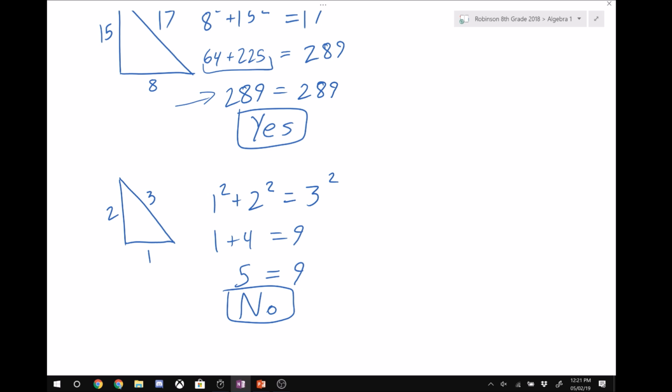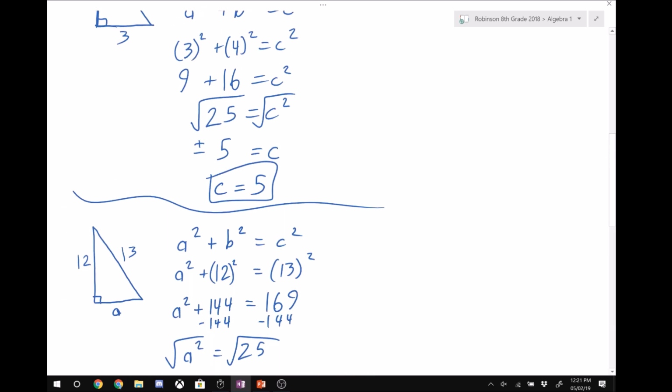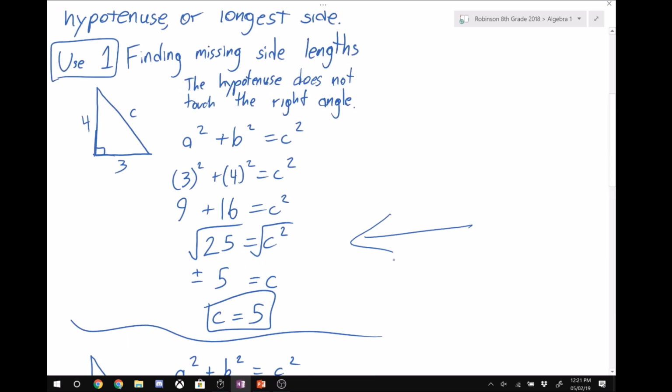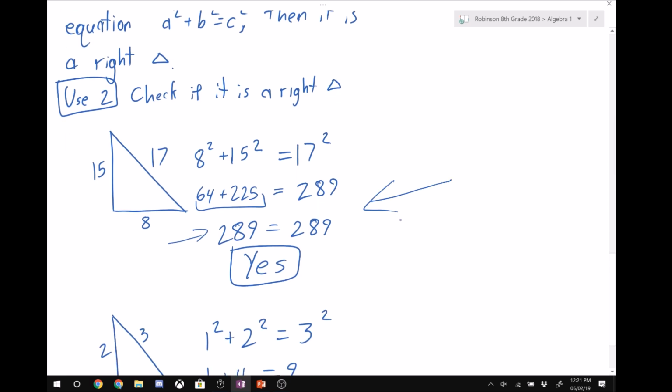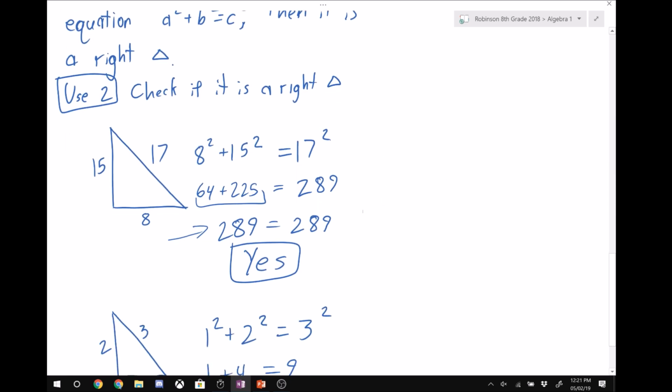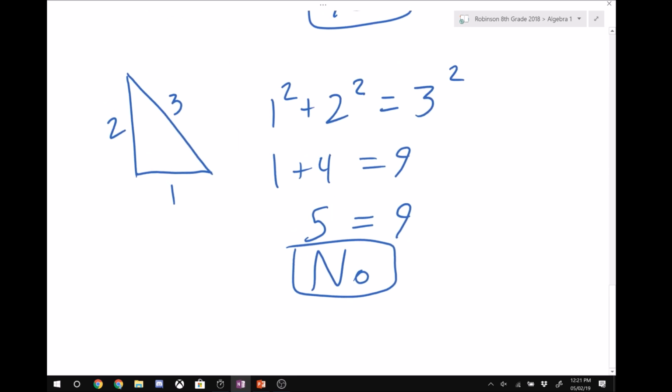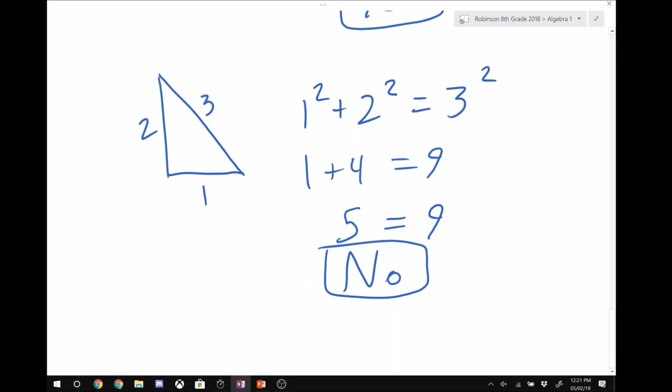So hopefully the sub or whoever's in there has passed out the worksheets. It's 2 pages. The first page, front and back, is what we started with, finding the missing side lengths. And then the second page, which is I think just a front, is check to see if it is a right triangle. You can use your calculator on this, but I want to see every step all the way through.